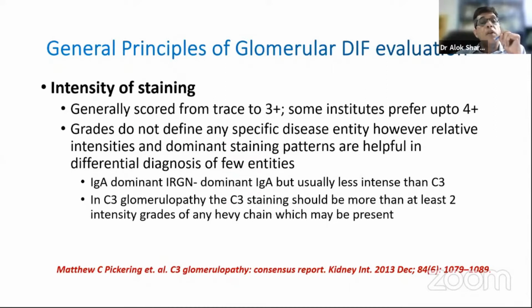So when we talk about an IgA dominant IRGM, for example, the dominant heavy chain is IgA, but the intensity of IgA is usually less than C3. That's where the semi-quantitative grading comes into play. So you have to be very careful and uniformly apply this grading to all the biopsies.